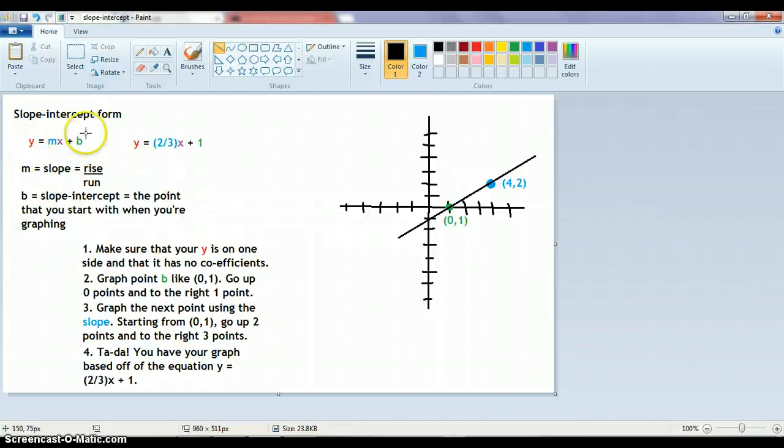This is the intercept form that you're trying to learn about: y equals mx plus b, where the y and the x are both like intercepts, and m is the slope, which is rise over run, and b is, it's supposed to say y-intercept. Just ignore that. I should fix that.